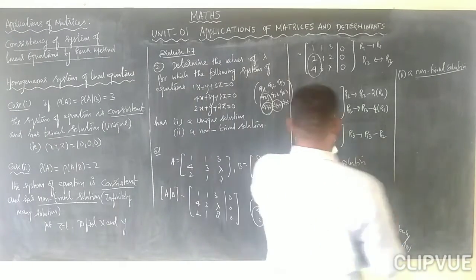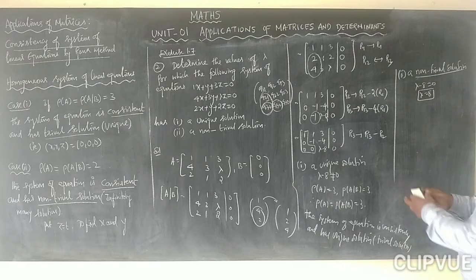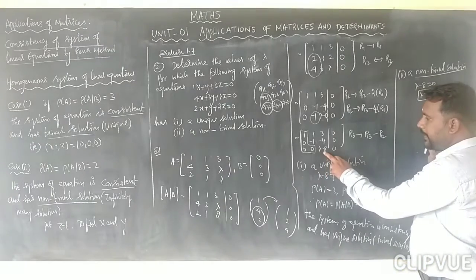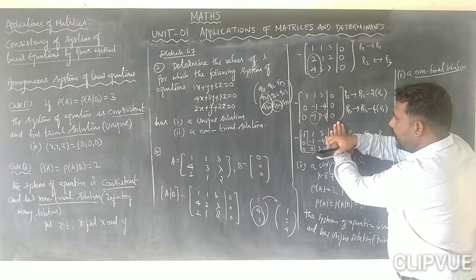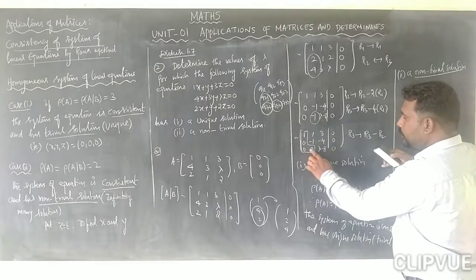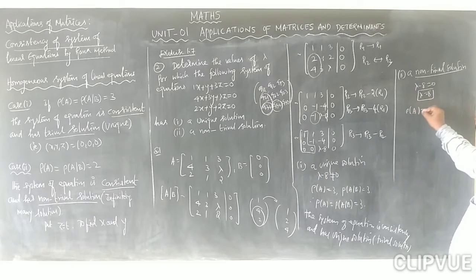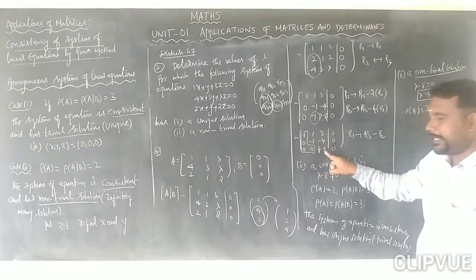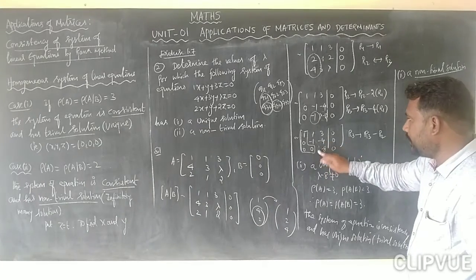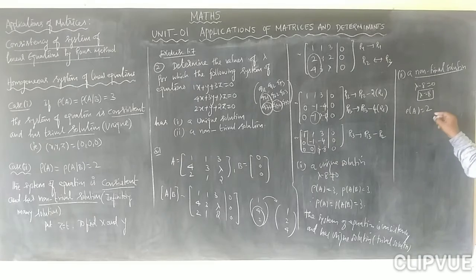Therefore, this term lambda minus 8 equal to 0, lambda equal to 8. Okay, substitute the lambda value. 8 minus 8 is 0. Therefore, P of A: this term is rank 1, this term is rank 2. 0, 0, 0. Therefore, P of A equal to 2. Okay. Substitute 8 minus 8 is 0. Therefore, rank 1, rank 2. P of A is equal to rank 2.